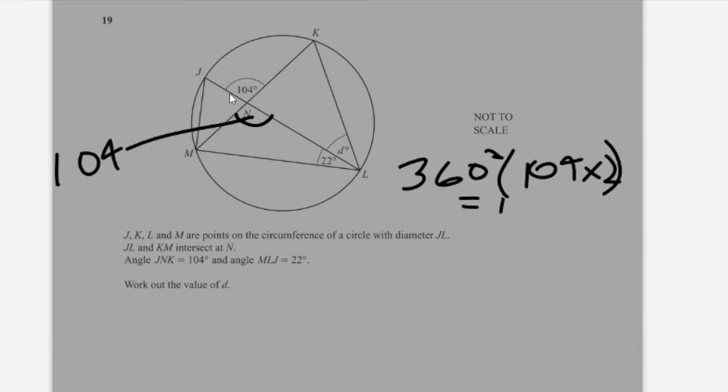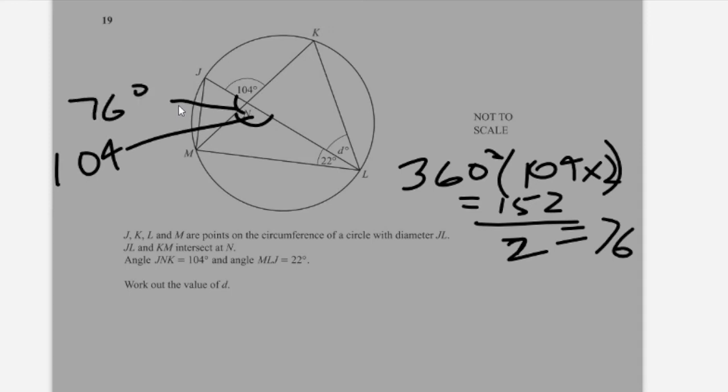Which is 152. Now by dividing this, we can figure out the value of each of these two angles. Both of them are equal and both of them are 76 degrees. Now as we can see over here, the question states that JL is the diameter, which means triangle JML is a right angle triangle, and that means this angle over here, JMN, is 90 degrees.